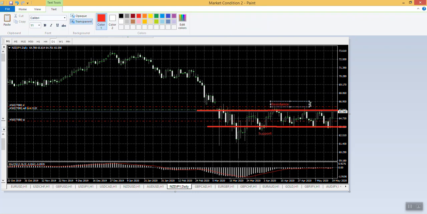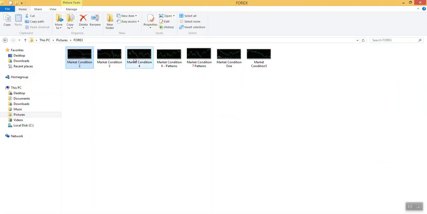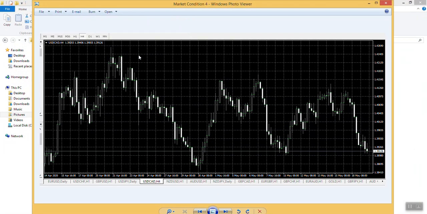So here we can see so many supports and resistances. When we see a resistance, we sell, and when we see a support, we buy. That's how to trade resistance and support. Now let's look at another market condition, market condition 4. Now this is on 4 hours.